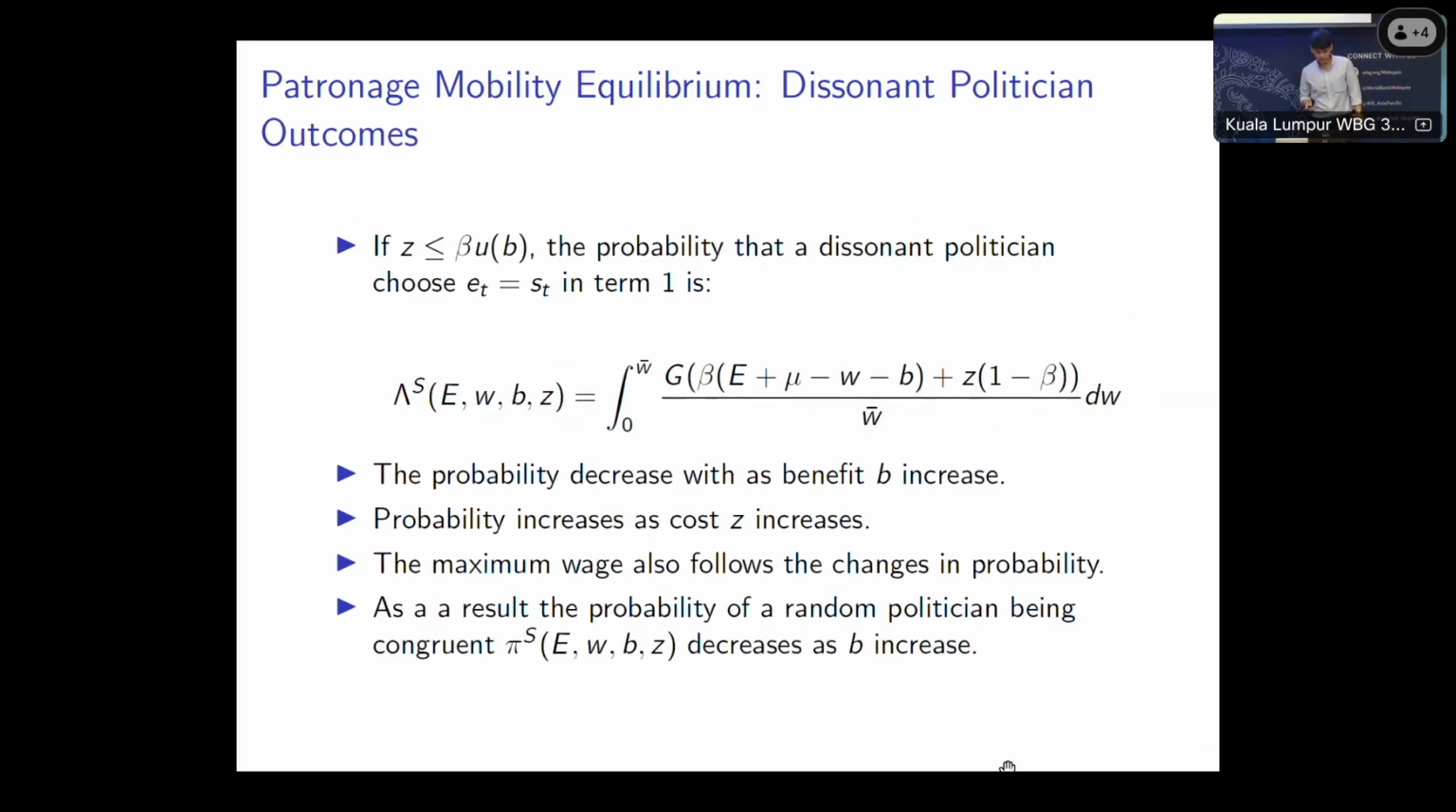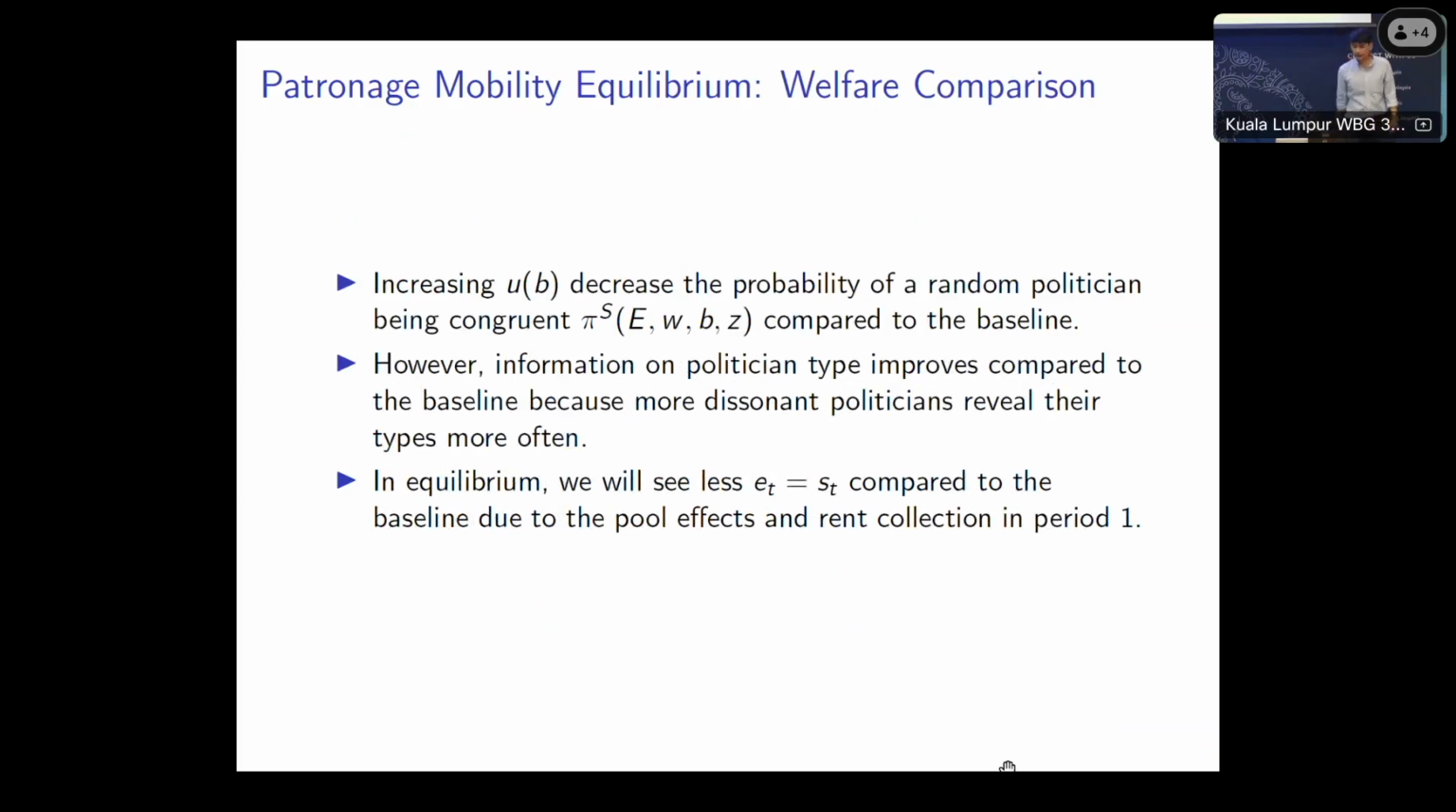Okay, so I would do the same thing, right? But the idea here is that the probability that the dissident politician is congruent in term 1 would decrease as the benefit B increases, and the probability would increase as the cost Z increases. And so the maximum wage would also follow the changes in the probability. As a result, the probability of a random politician being congruent decreases as B increases. Okay. And so in terms of welfare, increasing the benefit actually decreases the probability in the pool. The information improves. So there's a source of welfare gain, because the dissident politician would reveal their type more often. And in equilibrium, we actually see fewer congruent policies being introduced.